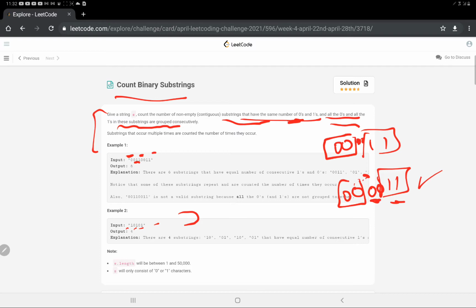And substrings that occur multiple times are counted the number of times they occur. I hope the question statement is clear to everyone.